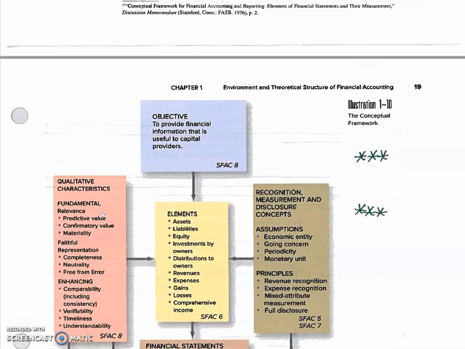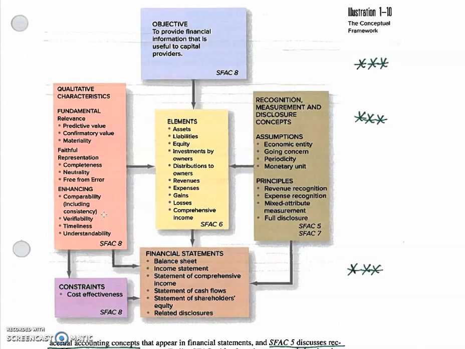Now, when we set out the concept statements, right here is an important chart, and it kind of shows you what the concept statements are all about. And these qualitative characteristics that we talked about with SFAC number 8, it was not the first concept statement to deal with these, but it did supersede the others that discussed it before. Up here, the overriding objective is to provide financial information that is useful to capital providers. Now, how do we do that? Well, here are the elements of the financial statements that we use. So assets, liabilities, equity, investment by owners, that's contributed capital, distributions to owners, that's dividends, revenues, expenses, gains, losses, comprehensive income.